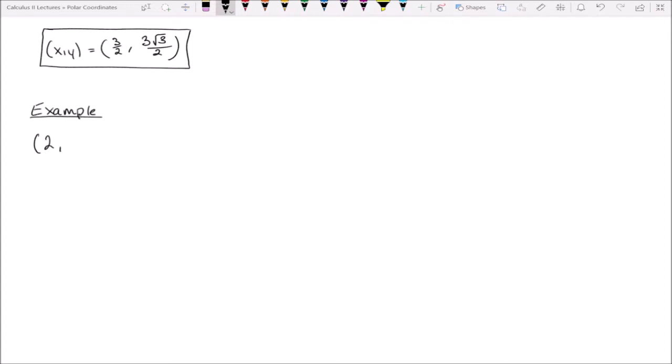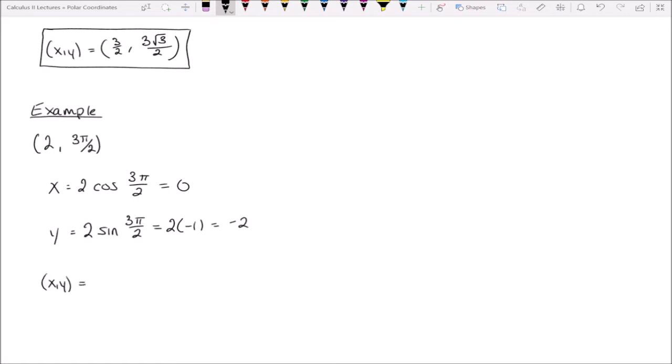Now consider the point 2, 3 pi over 2. X will be 2 times the cosine of 3 pi over 2, which is just 0. Y is 2 times the sine of 3 pi over 2, which is 2 times negative 1, so negative 2. Thus, our point in rectangular coordinates is 0, negative 2.